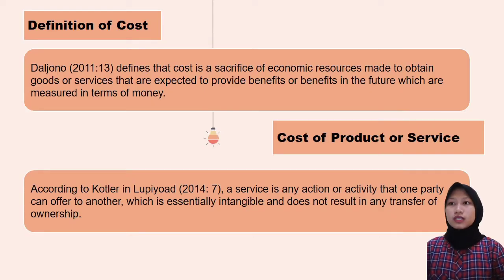Definition of cost. Daljono 2011 defines that cost is sacrifice of economic resources made to obtain goods or services that are expected to provide benefits in the future, which are measured in terms of money. Cost of product or service. According to Kotler in Lopiat 2014, a service is any action or activity that one party can offer to another, which is essentially intangible and does not result in any transfer of ownership.